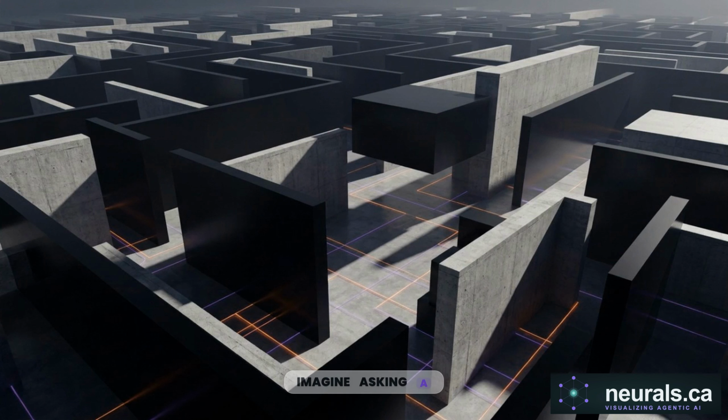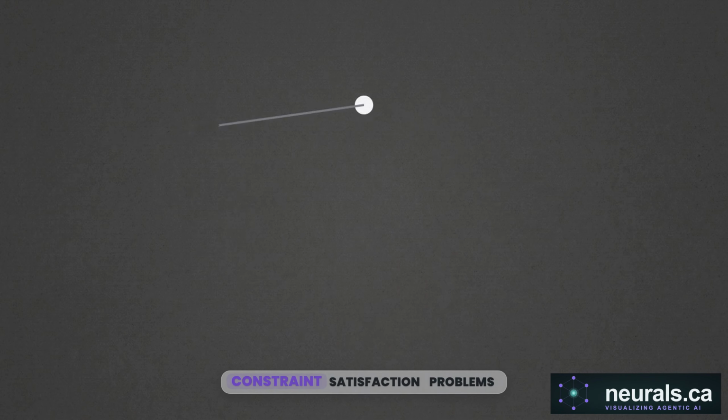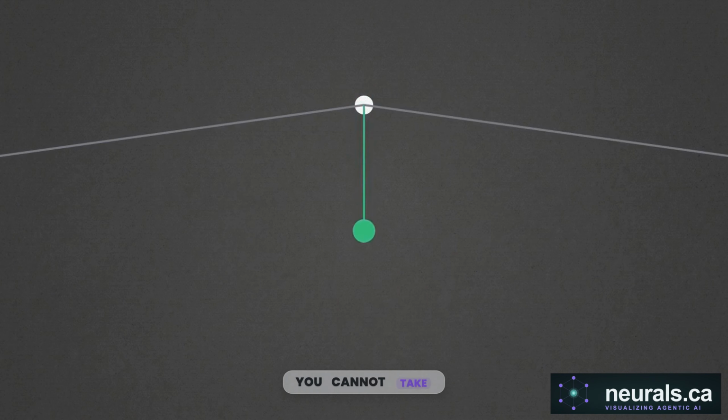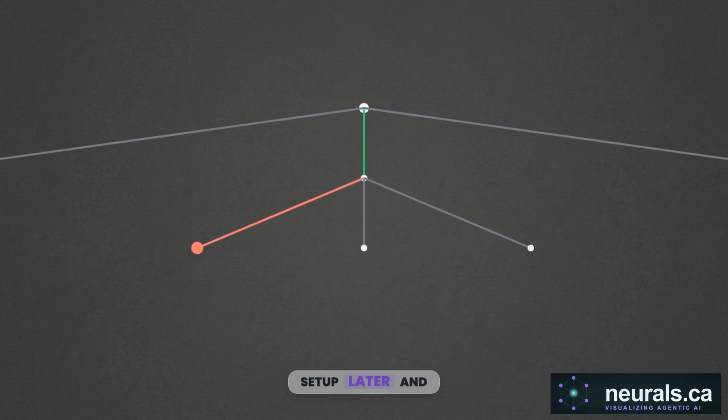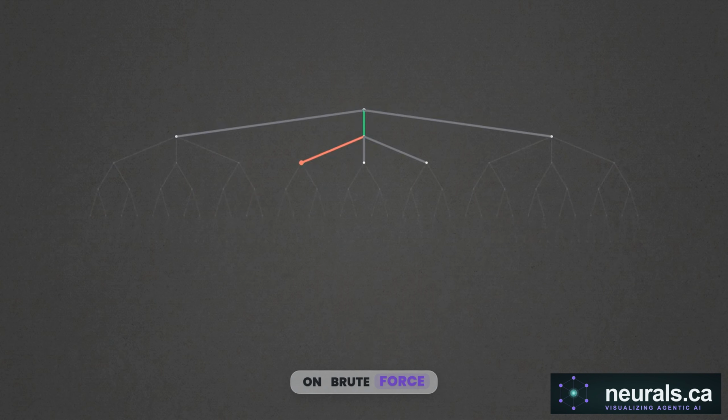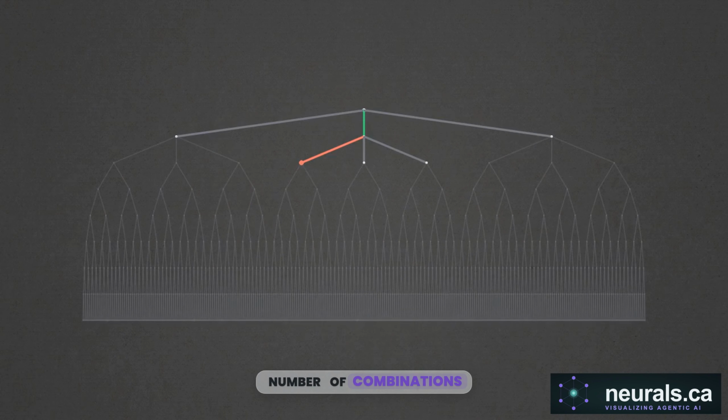Imagine asking a computer to search a space of possibilities so massive that the universe would burn out before it could list every single option. These are constraint satisfaction problems. You cannot take a greedy shortcut because a good local choice might ruin your entire setup later. And you cannot rely on brute force exhaustion because the number of combinations scales exponentially with every step you take.